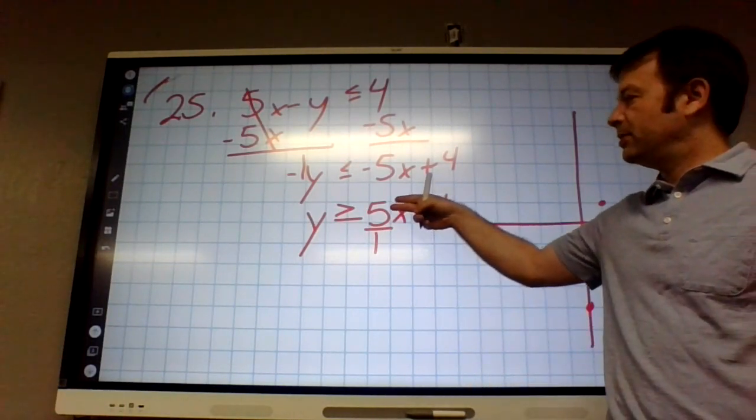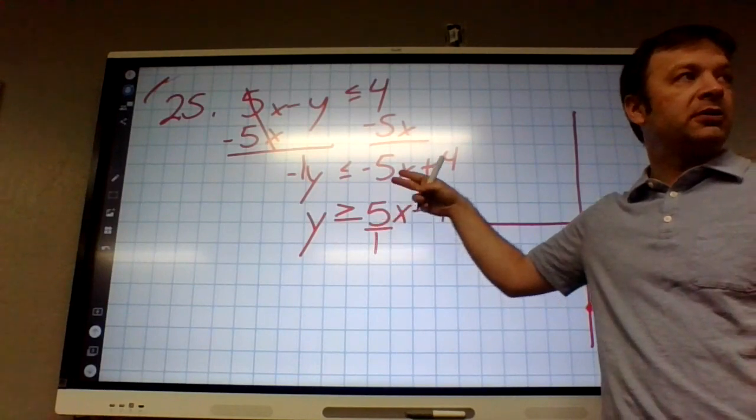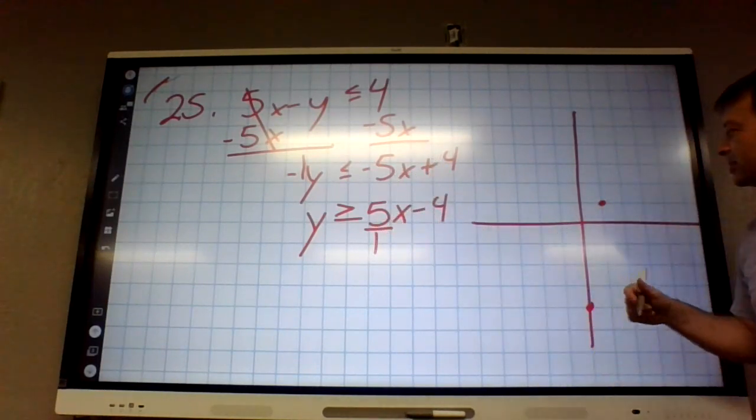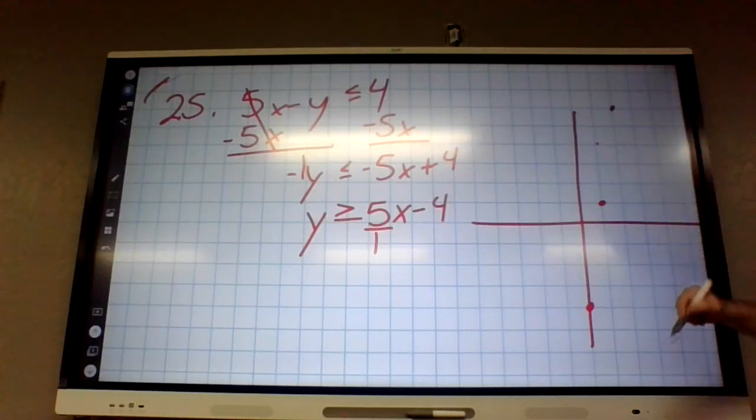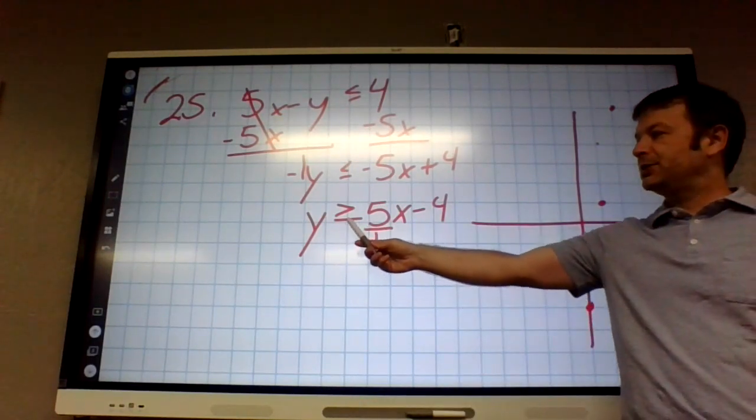Because you want the rise over the run. You want it in fraction. So yeah, if I rise and run 5 again, 5 and 1, goes way up there. Okay, is this line going to be solid or dashed?